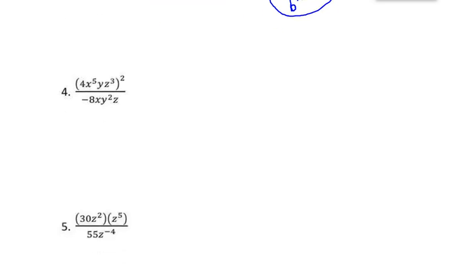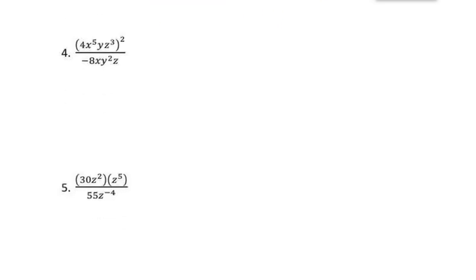Example 4. Everything in the numerator is being squared. So we have 4 squared, which is 16. X to the 5th squared is now x to the 10th. Y to the first squared is now y squared. Z cubed squared is now z to the 6th.